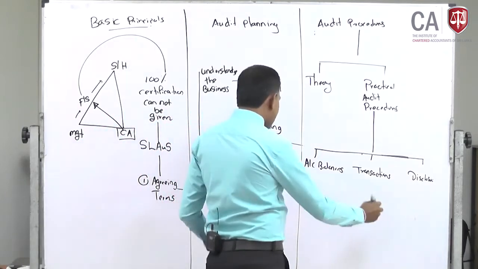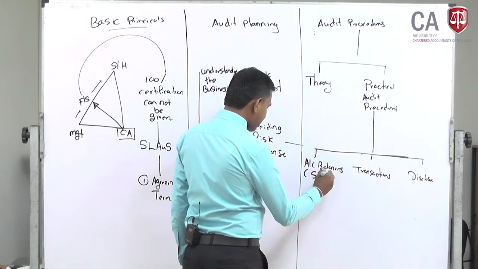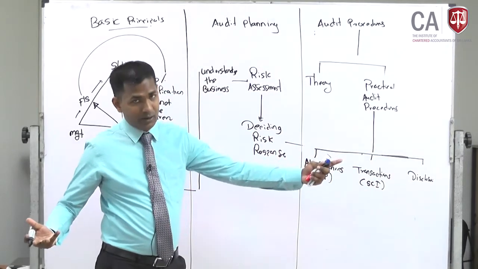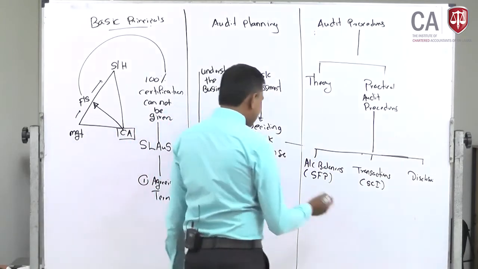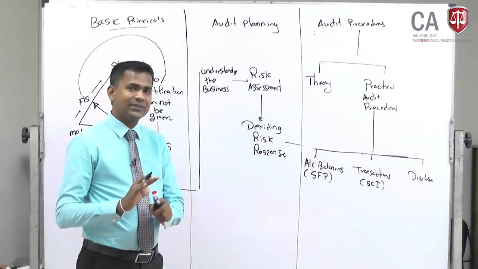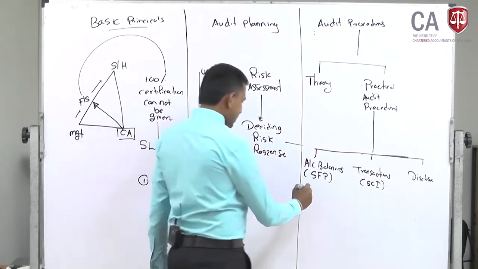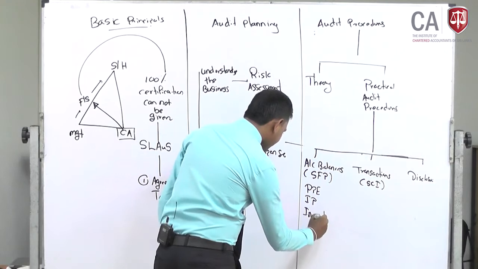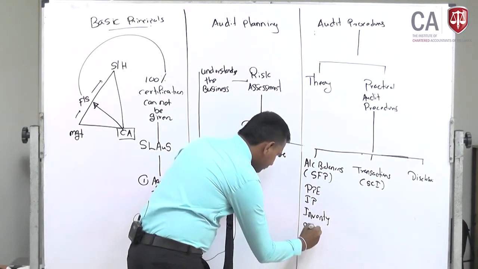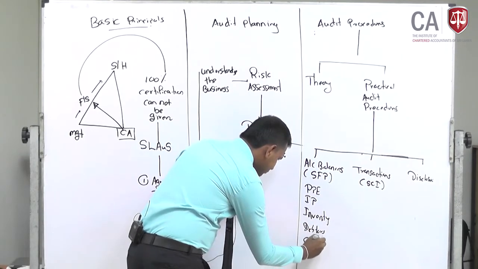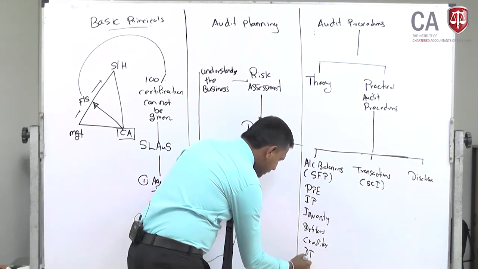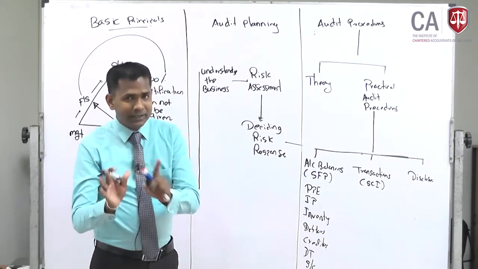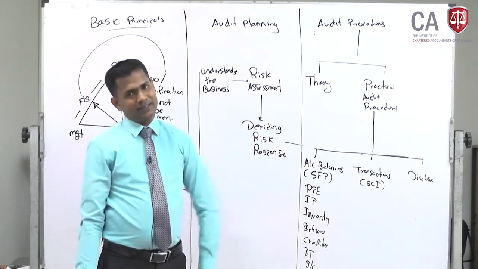I explained these in the last webinar. Account balances cover the statement of financial position, transactions cover the statement of comprehensive income, and the disclosure part covers all over the financial statements. If you look at account balances, all the balance sheet items or statement of financial position items are covered. Basically, property, plant and equipment, investment property, inventory, debtors, creditors, then deferred tax, stated capital. Likewise, all the items available in the balance sheet or statement of financial position are audited by the auditor under account balances.